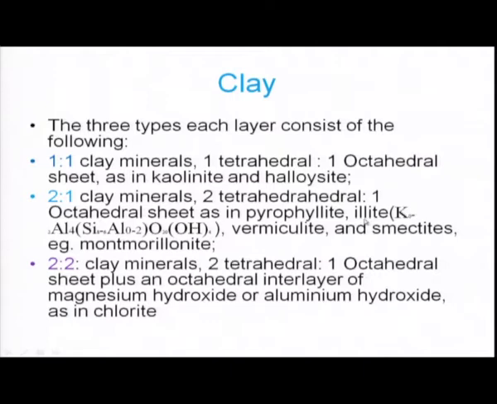For example, the illite mineral and vermiculite all form under this category of 2:1, that is 2 tetrahedral silica layers and 1 octahedral sheet of the metal ion. And 2:2 clay minerals are also possible, that is 2 tetrahedral silica and 1 octahedral sheet plus an octahedral interlayer of magnesium hydroxide or aluminum hydroxide, as in the clay mineral chlorite. So, there are 3 ways depending on how the tetrahedral and octahedral layers are arranged. We have 3 types of clay minerals.